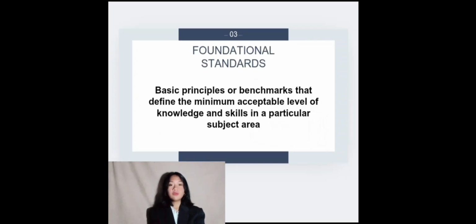So next is foundational standards. Foundational standards are basic principles or benchmarks that define the minimum acceptable level of knowledge and skills in a particular subject area. Foundational standards serve as a guide for curriculum development, teaching practice, and students' assessment. They ensure consistency and quality in education, aiming to prepare students with essential knowledge and skills.